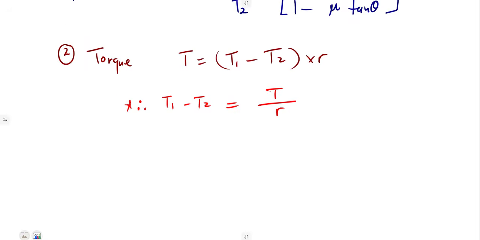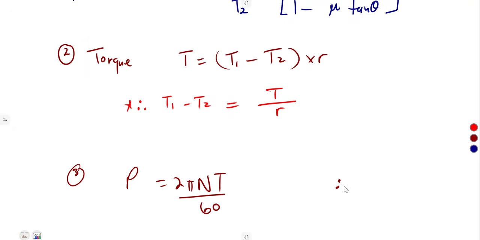Calculation of the power is still one and the same thing. Power absorbed by the brake is 2 pi nT over 60. Therefore, the torque can be calculated as 60 times the power over 2 pi n. So as we can see, it is a matter of applying the formulas. The rest is the same. We'll see that in the next class.